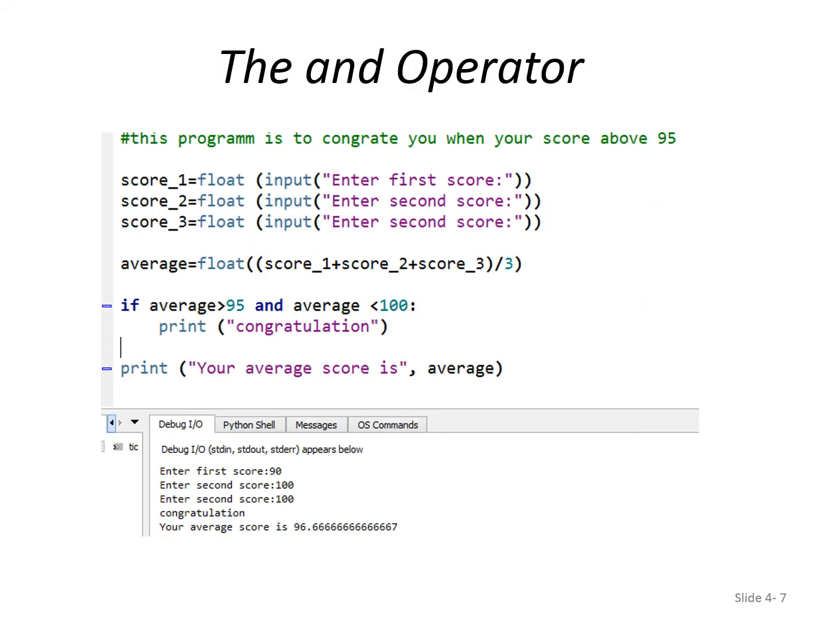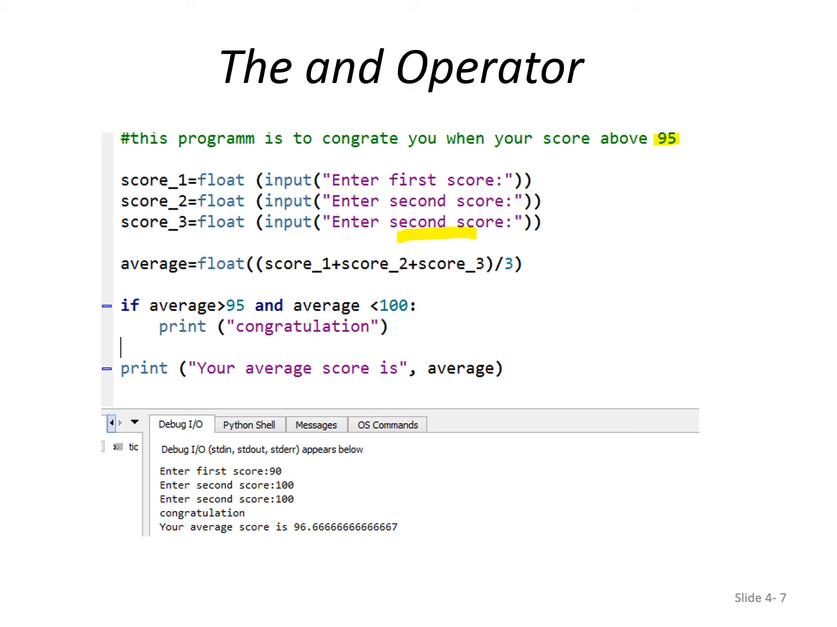So for the and operator, you can open your Python programming IDE and type this example. This example is to congratulate you when your score is above 95. You can see score 1, score 2, and score 3. So you need to input the value of the first score, second score, and third score.